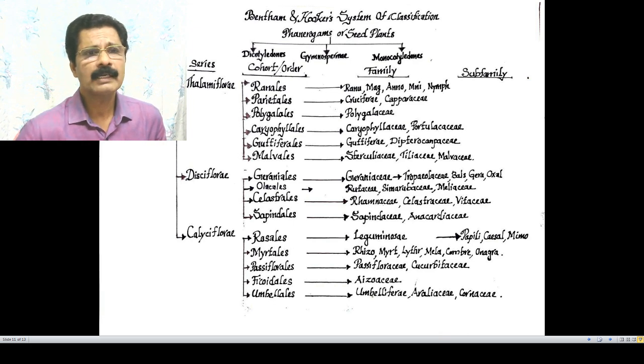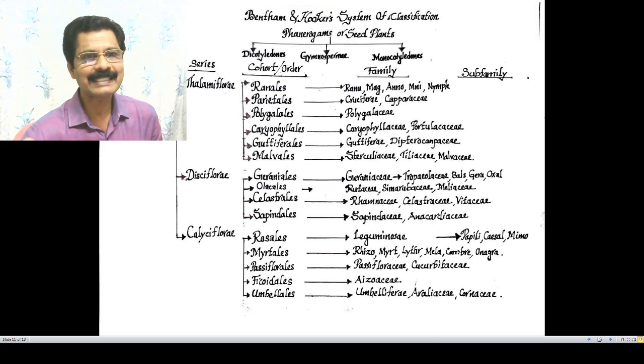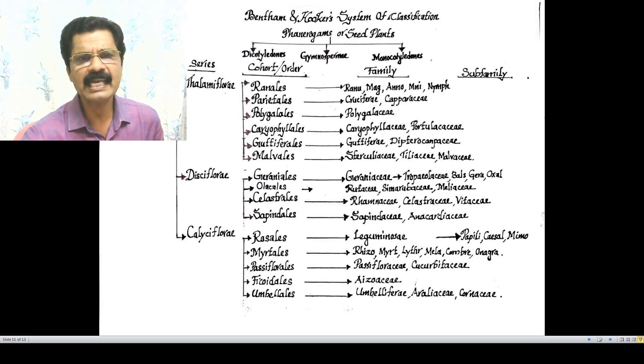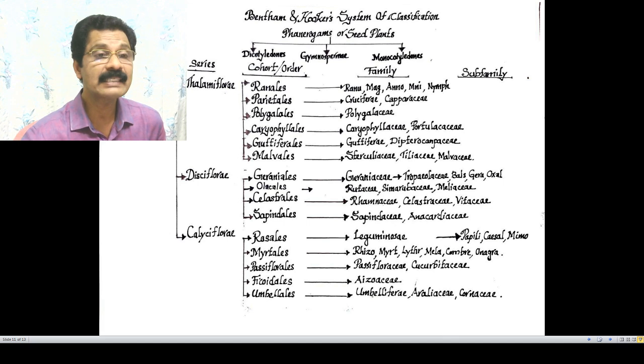Then Disciflorae have four orders or cohorts: Geraniales, Olacales, Celastrales, Sapindales. Geraniales have Geraniaceae, Tropaeolaceae, Oxalidaceae, then Rutaceae, Simaroubaceae, Meliaceae. Olacales: for UG and PG, there is no family in your syllabus. Celastrales: Rhamnaceae, Celastraceae, Vitaceae. Sapindales: Sapindaceae, Anacardiaceae. You can see a distinct disc, that is why it is called Disciflorae.